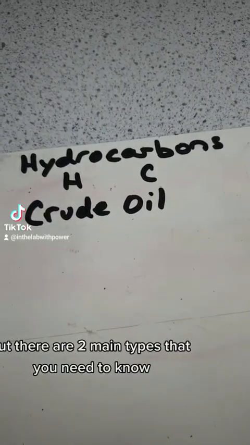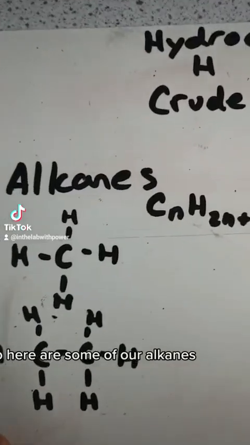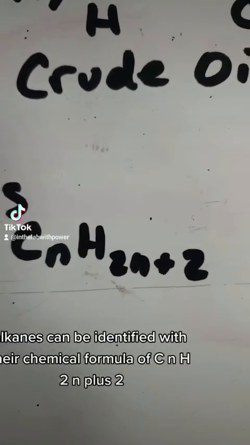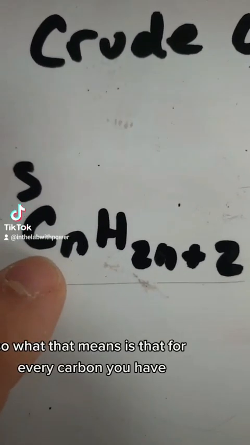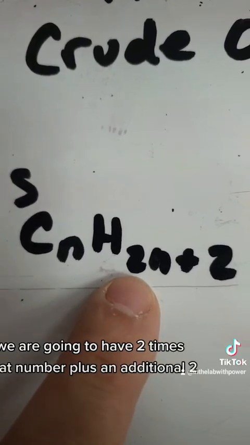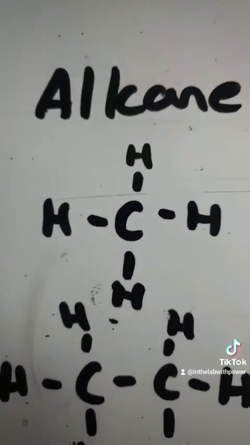But there are two main types that you need to know, alkanes and alkenes. Let's take a look. So here are some of our alkanes. So alkanes can be identified with their chemical formula of CnH2n+2. So what that means is that for every carbon you have, we are going to have 2 times that number plus an additional 2.